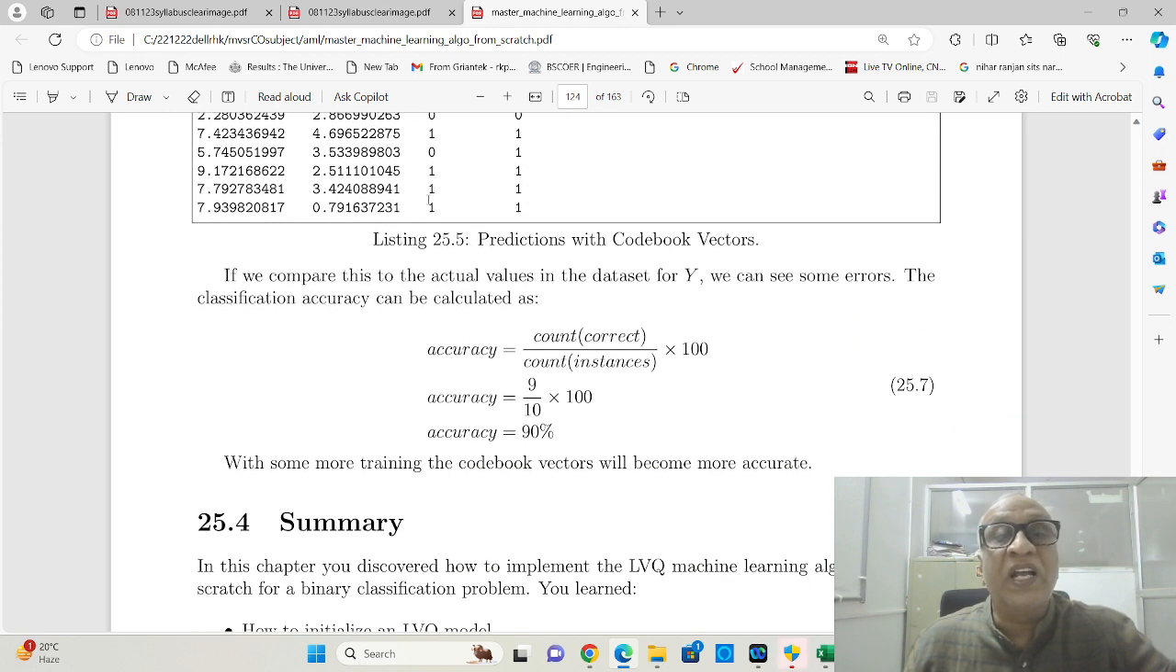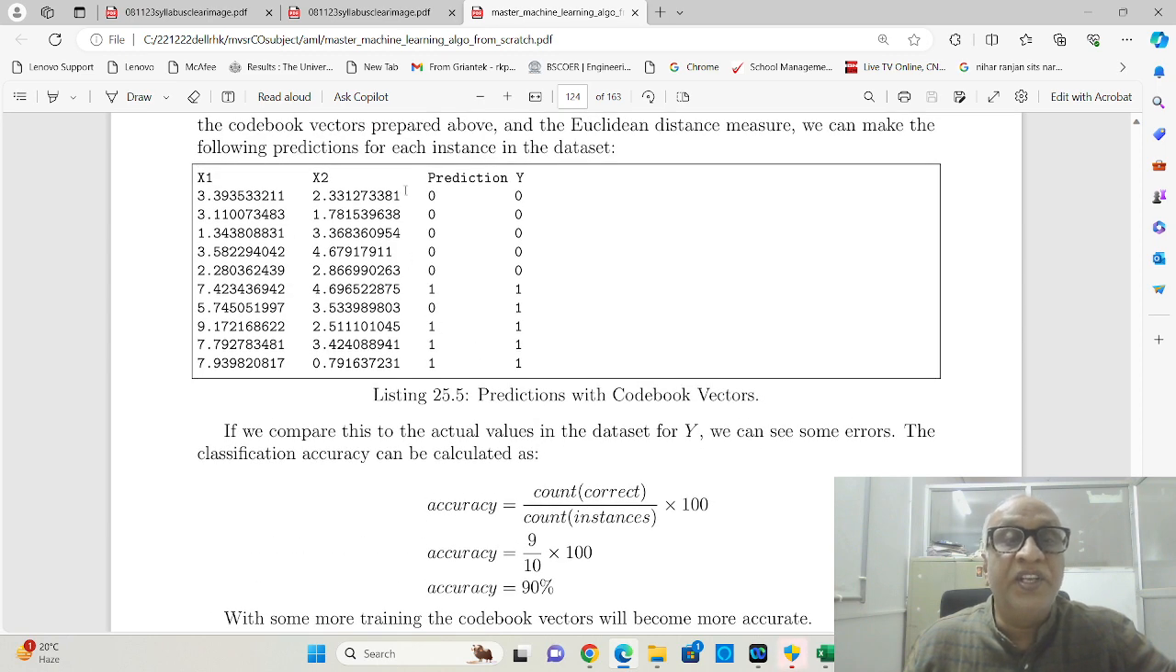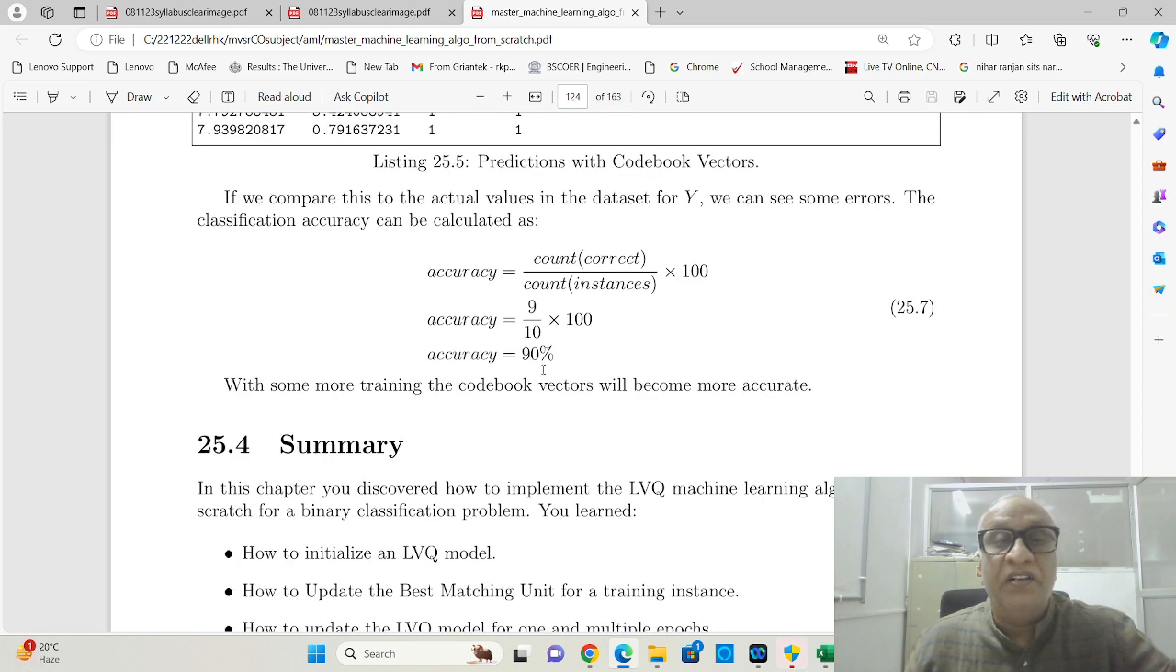Now to calculate the accuracy of this prediction, we'll use this formula: count of correct divided by count of instances, into 100. Very easy. You can see here, these are the predictions, these are the actual classes, and you have 9 instances which are correct, and so the accuracy is 90%.